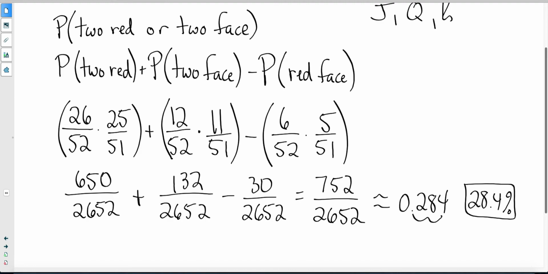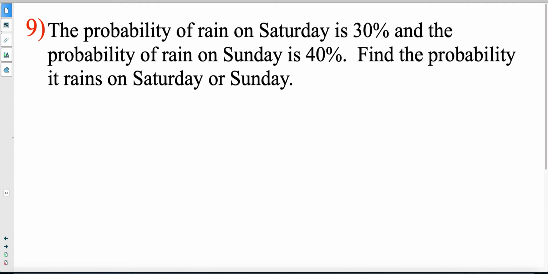Now let's take a look at one more. So the probability of rain on a Saturday is 30%, and the probability of rain on Sunday is 40%. Find the probability it rains on Saturday or Sunday. Okay? So I'm not going to stop the video. I'll just start working through this one. That way you can kind of follow along.